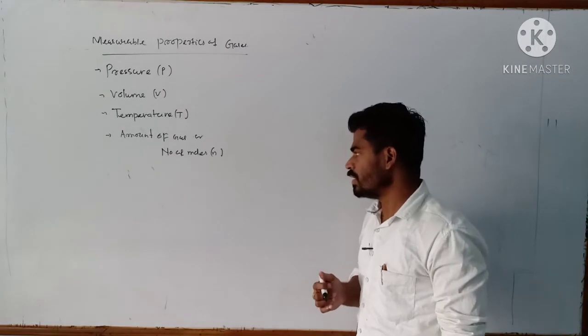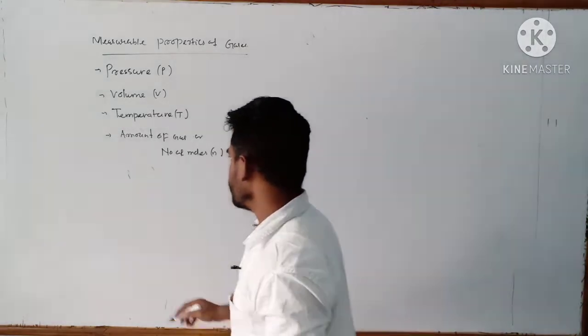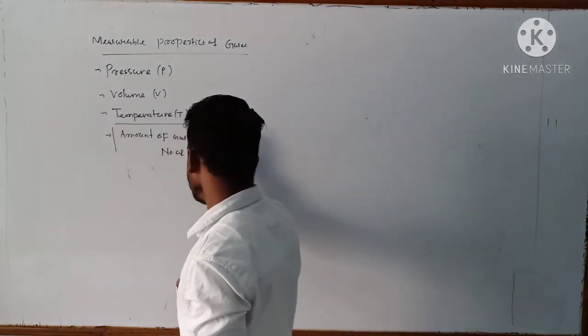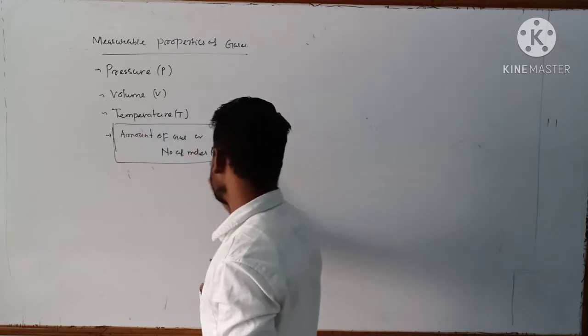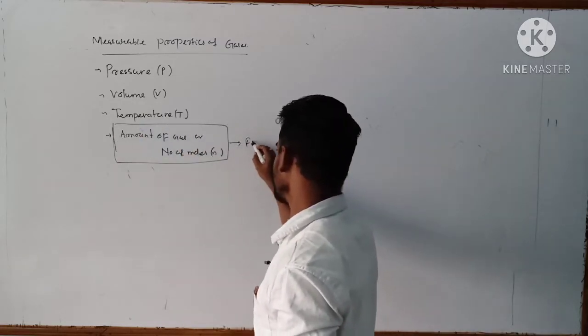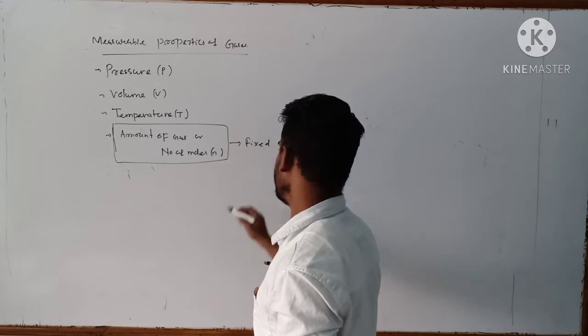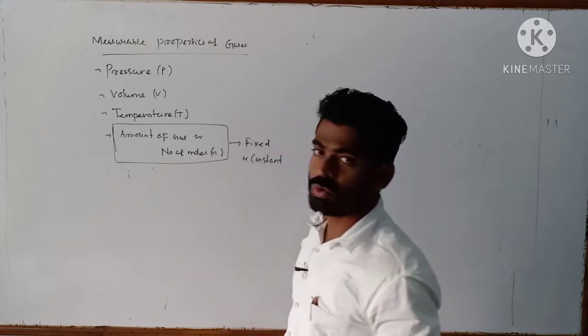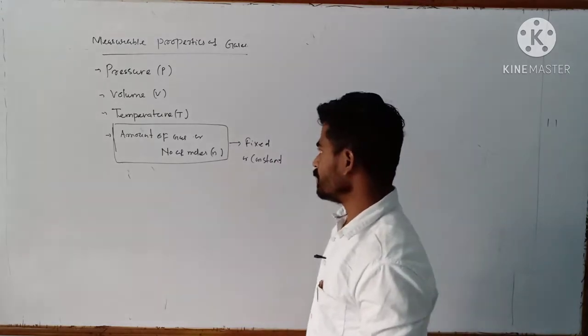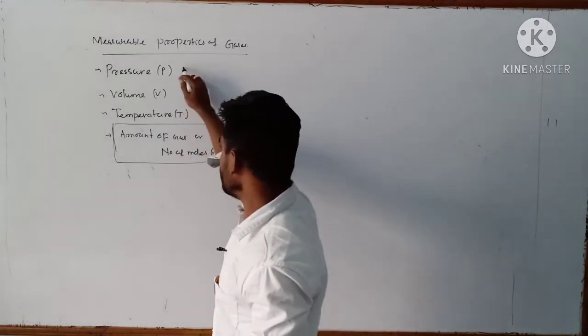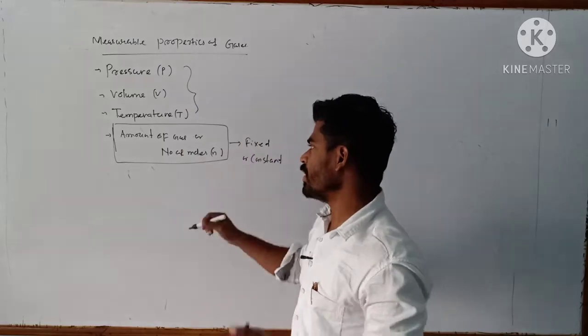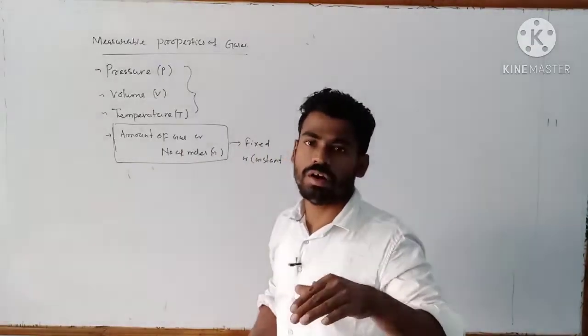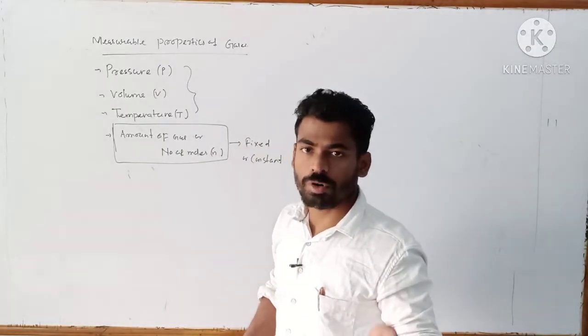First, remember that the amount of gas is always taken to be constant. This is always fixed, a fixed quantity. Then out of the three variables, we have to keep one constant, like in the previous class, when I told you about Boyle's law.